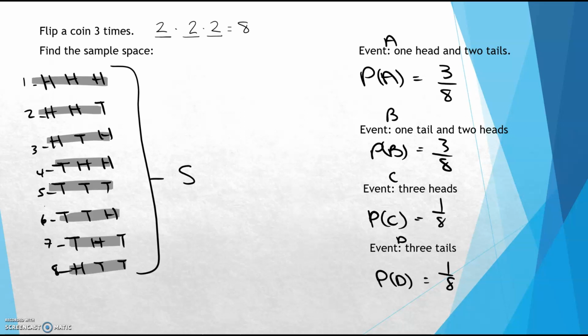Notice that all of my outcomes are highlighted. Now, if I add up all of these together, 3 plus 3 is 6, plus 1 is 7, plus 1 is 8. So I get 8 over 8, which is 1. So the probability of events A through D happening would be 1, because we've highlighted the whole thing here. Okay.